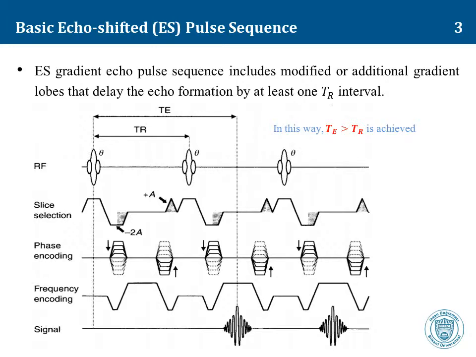After these two lobes are applied, the portion of the transverse magnetization that is produced by the first RF pulse can be rephased in the center of the readout window. The transverse magnetization produced by the second RF pulse is dephased and does not contribute to the signal at the second readout window. Instead, that magnetization is refocused at the third readout window. In this way, TE that is greater than the TR is achieved.